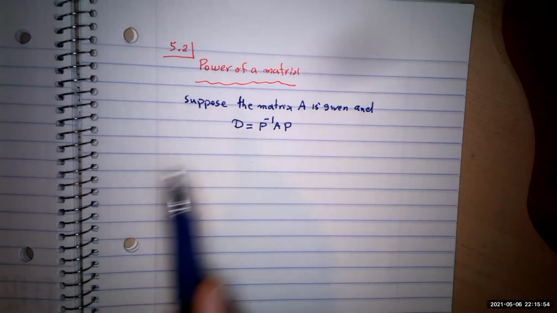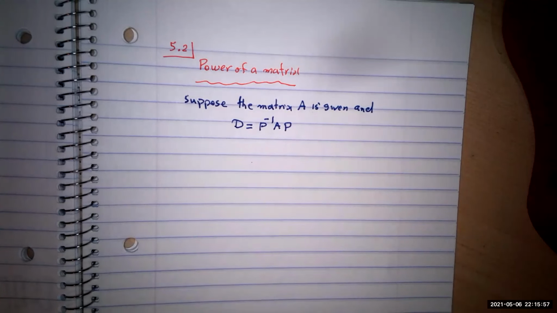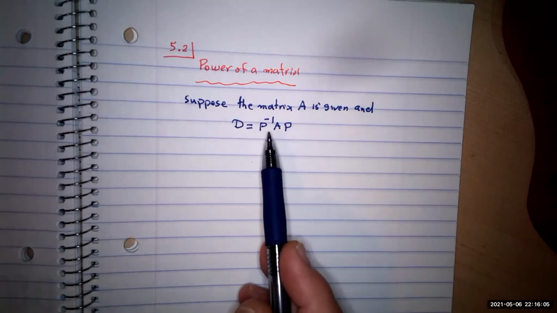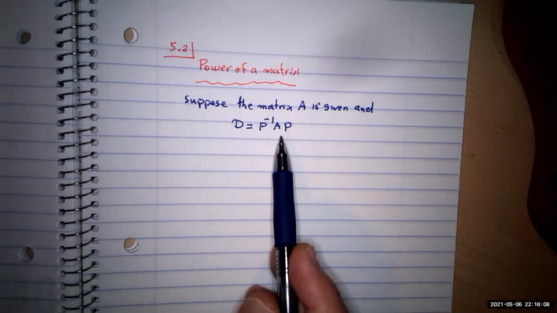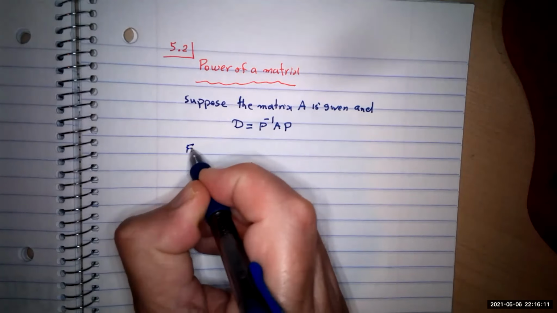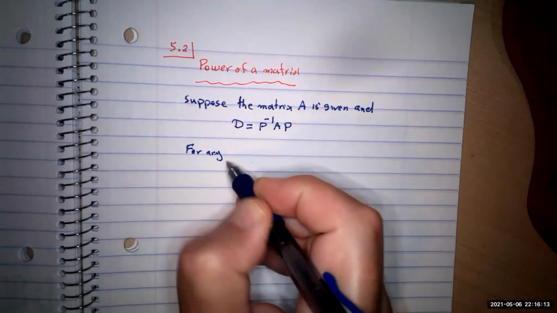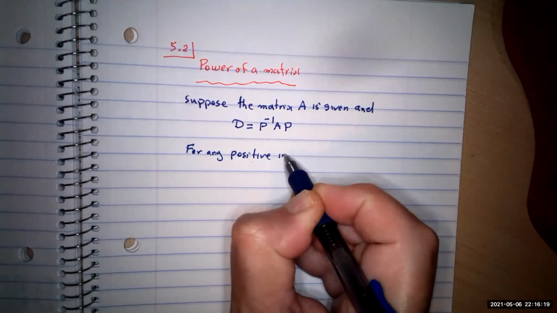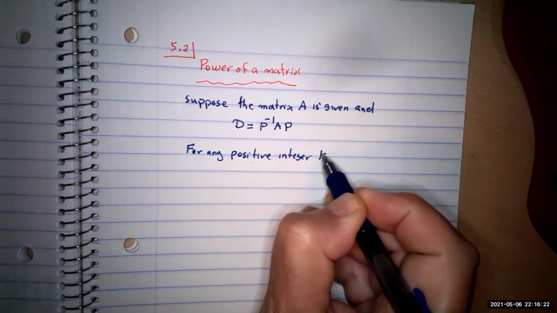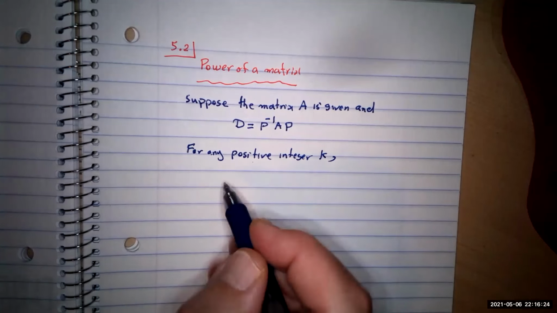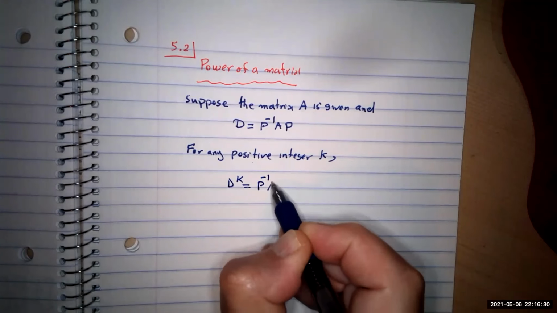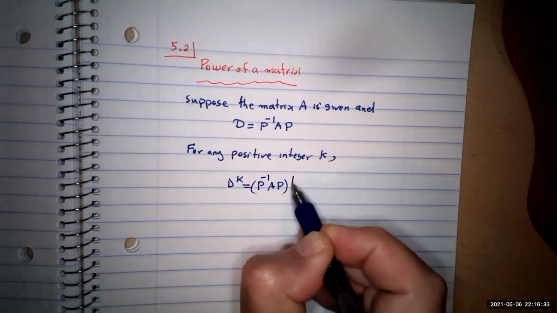The columns of matrix P are just eigenvectors. So if this is the case, suppose you want to raise it to a power. For any positive integer k, I can find that D to the k is going to be P inverse of AP to the k.